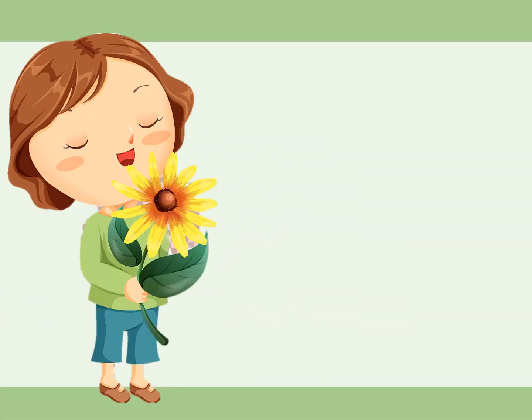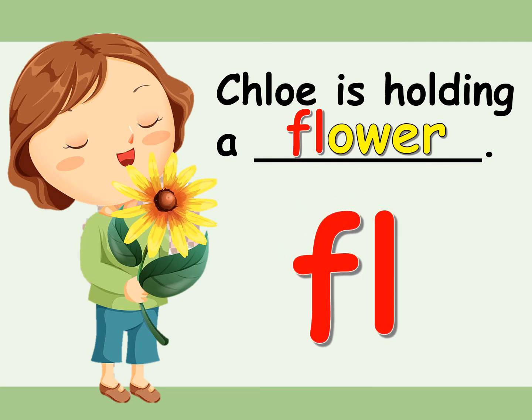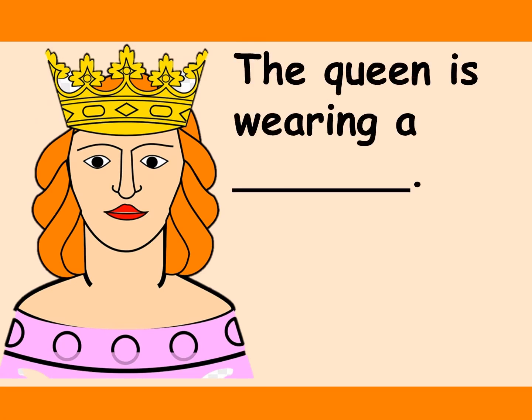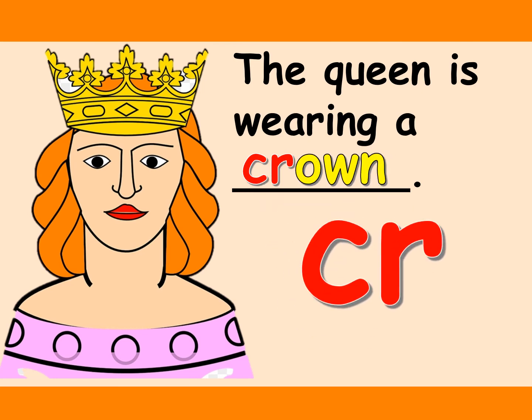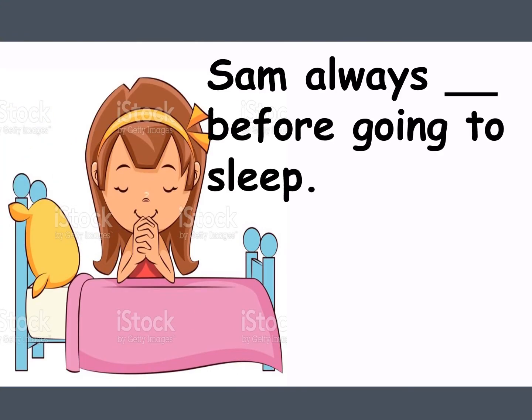Now we are going to the last part of our lesson. Look at the picture. Chloe is holding a, very good, a flower. Take note of the first two letters of the word flower. We have F and L. Look at the next picture. The queen is wearing a blank. Very good, a crown. Look at the first two letters of the word crown. We have C and R. Very good. Sam always blank before going to sleep. Very good. Pray. Take note of the first two letters. We have P and R.